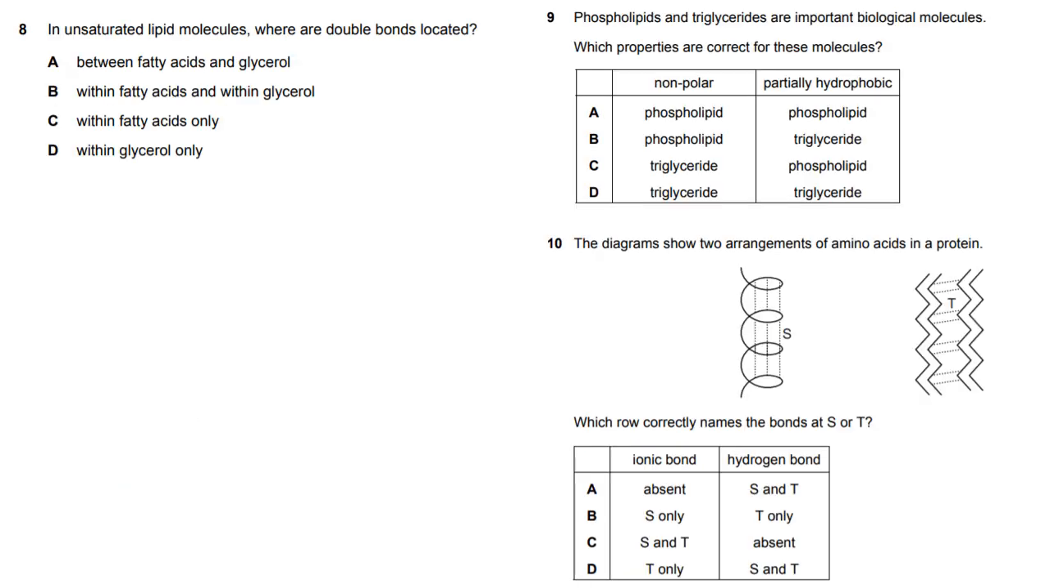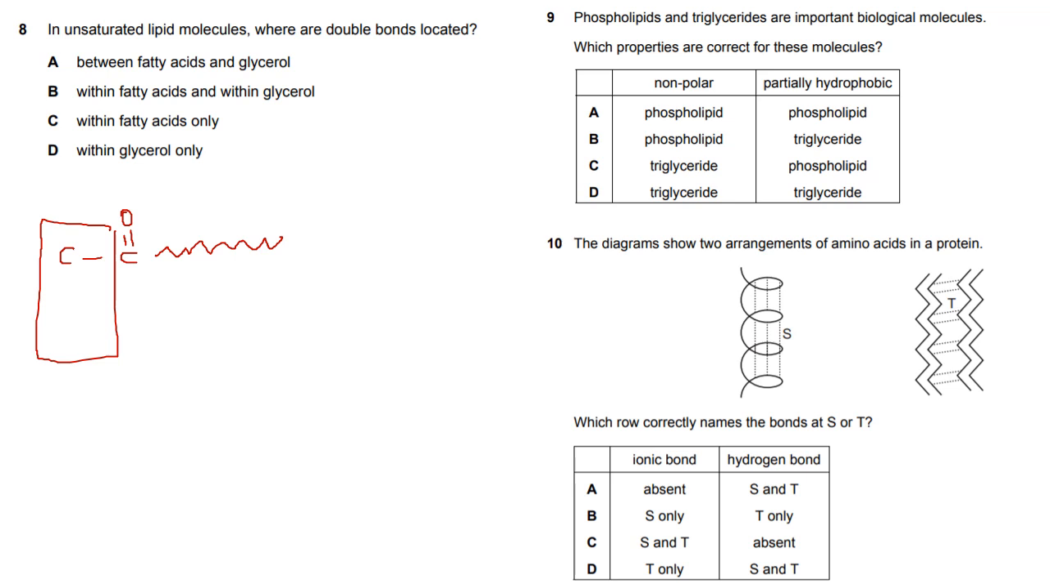Okay, so let's see number 8. It says here, in unsaturated lipid molecules, where are double bonds located? This one is very important. So many students often make the error and say between fatty acids and glycerol. That's not true. So in your unsaturated lipids, this is typically what they would look like. And this here represents a hydrocarbon chain. And this is from glycerol, and this is from the carboxylic chain on the fatty acid.